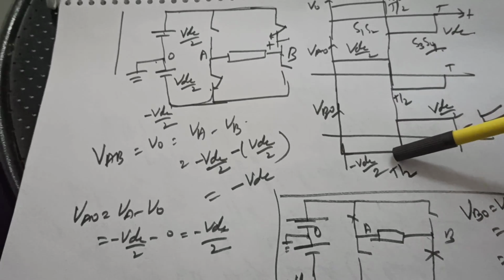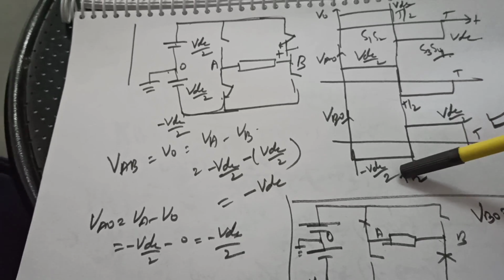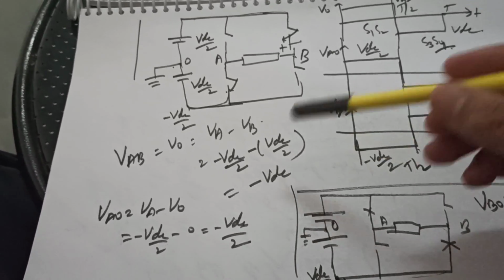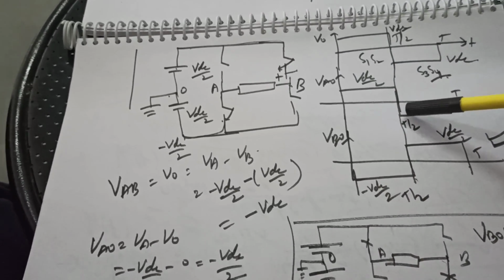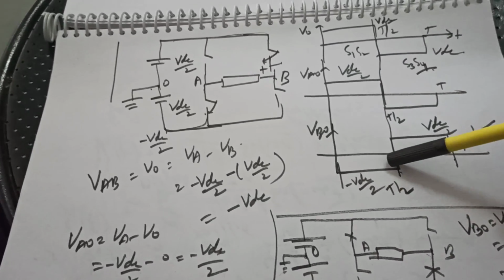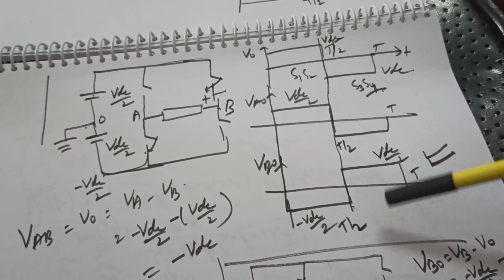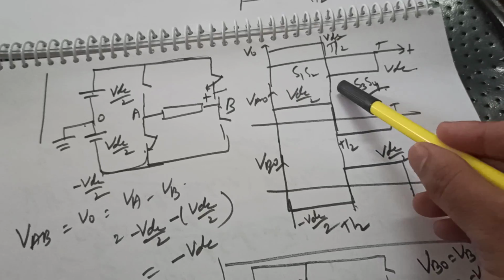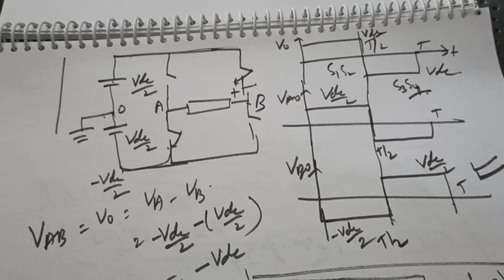VA0 minus VB0 becomes plus VDC by 2 minus of minus VDC by 2, so it gives you VDC. Clear? That's why this is positive VDC. When A0 is negative and B0 is positive, have a look at this. So minus this will give you minus, so it is minus VDC. So I think I am quite clear in this regard.